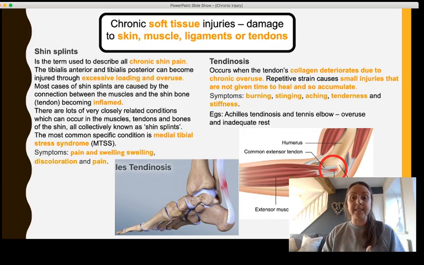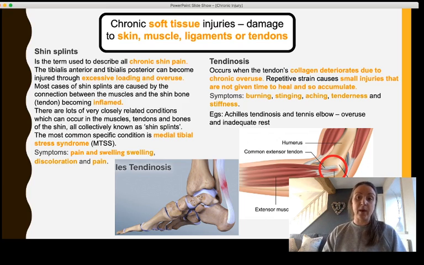Symptoms will be burning, stinging, aching, tenderness to the touch, and stiffness. And some really specific and good examples are Achilles tendinosis, like Achilles heel. We can see a picture of that at the bottom there, just showing where the tendon's becoming inflamed, where the gastrocnemius and soleus are attached to the other side of the ankle.